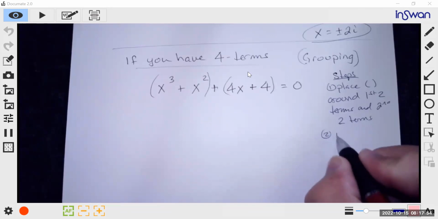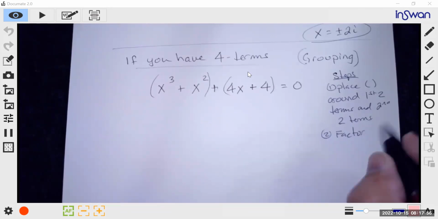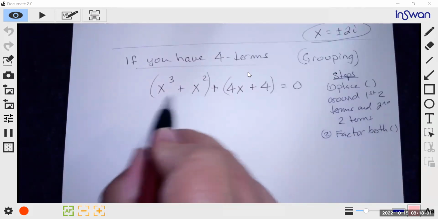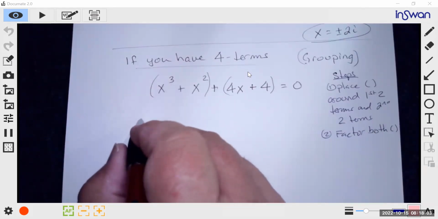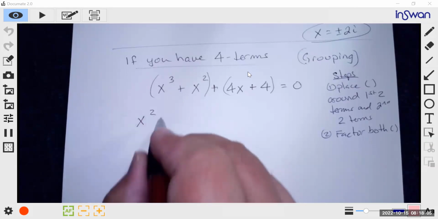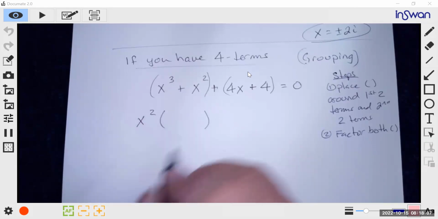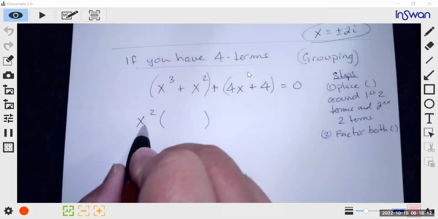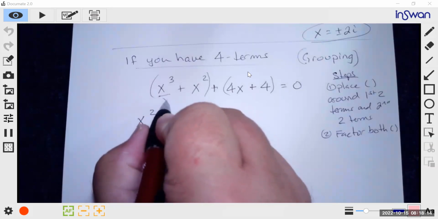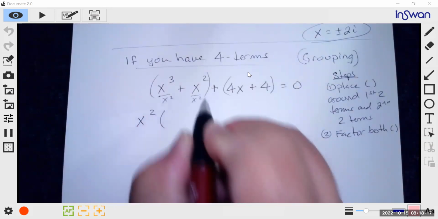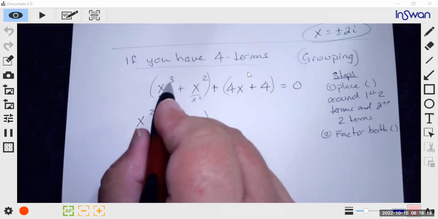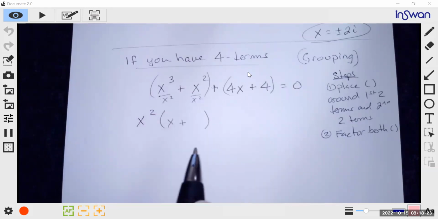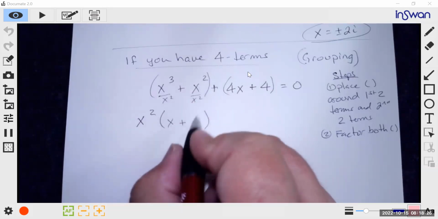Second step, factor both sets of parentheses. So what do these 2 have in common? They both have an x squared. This one has 3, this one has 2, so they both have two x's in common. So if we take away 2 x's out of both of these, you had 3, you took away 2, so you're gonna have 1 x left. X squared divided by x squared is 1.